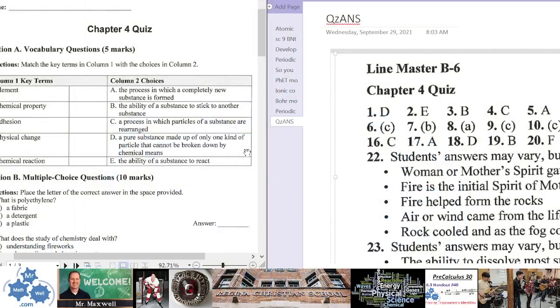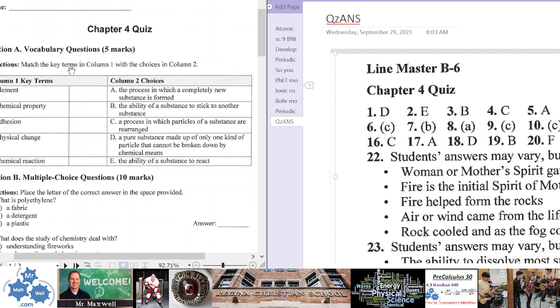All right, so here we are. We're going to go over our Chapter 4 quiz here in Science 9. I know this is kind of small for those of you at the back to see, but I will go over every question and every answer. So let's take a look at, first of all, Section A.